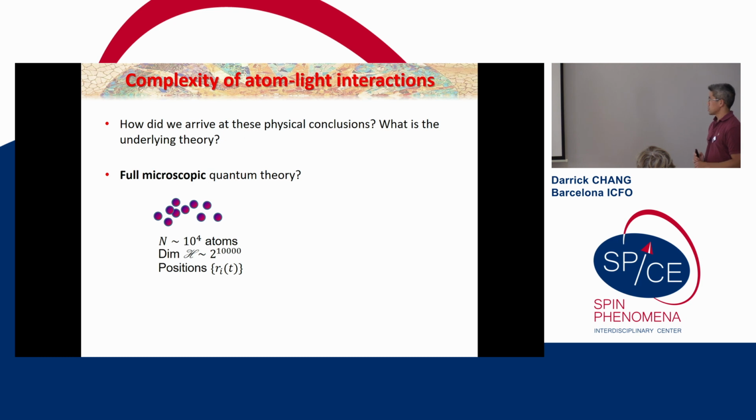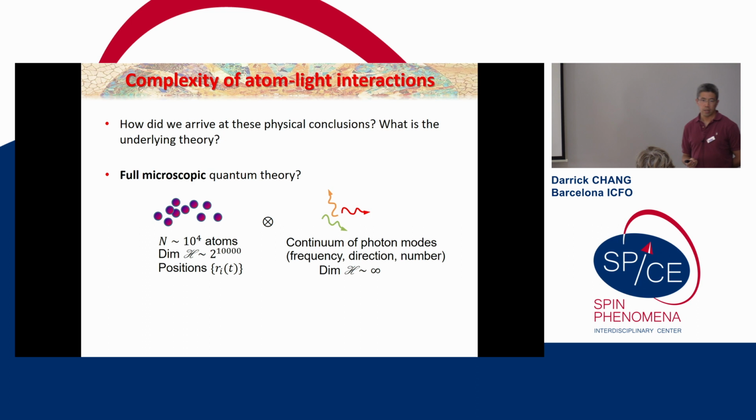Okay? So particularly if I have an atomic ensemble, I might have something like 10,000 million atoms. And if each one is a two-level system, you're talking about a Hilbert space that's immense. And more or less, you have atomic positions. They could be moving around, et cetera. And then when you shine in light, that can have any frequency, direction, photon number, et cetera. So that's also an infinite dimensional Hilbert space. And so when you have this Hilbert space that's infinite times infinite, you see that there's no way to construct any practical microscopic theory.